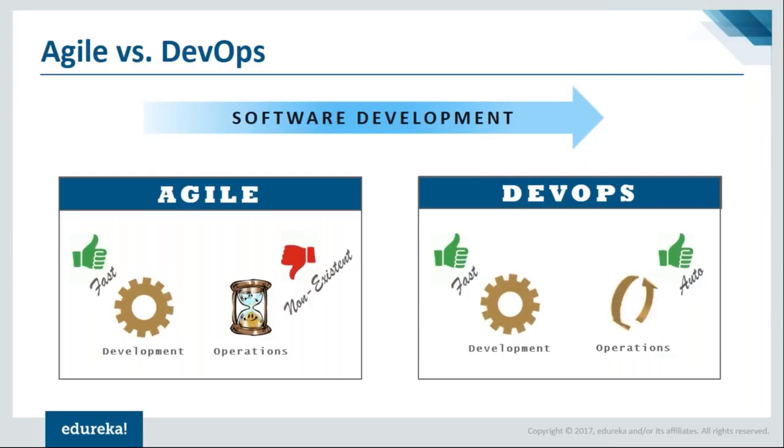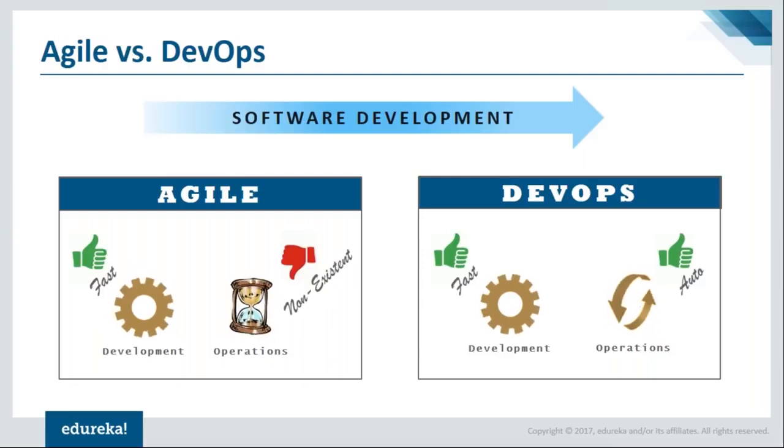Now, primarily, what is the similarity between the two? The similarity between the two is they both believe in fast software development, okay? And even their principles are based on how fast the software can be developed without causing harm to anyone, neither the operations nor the customers, okay? However, the difference between the two lies in what happens after development.